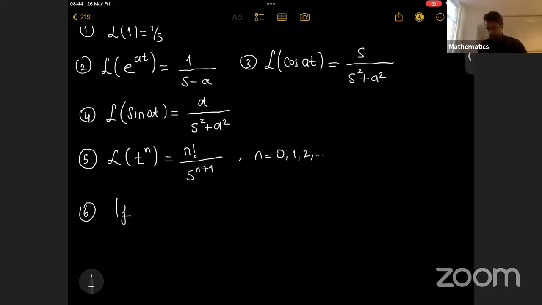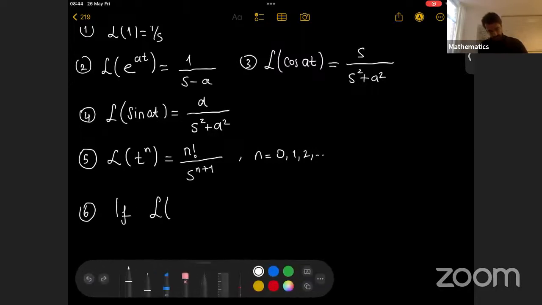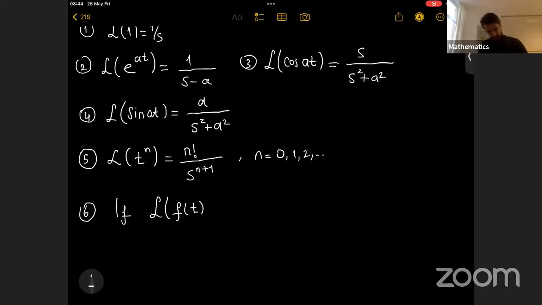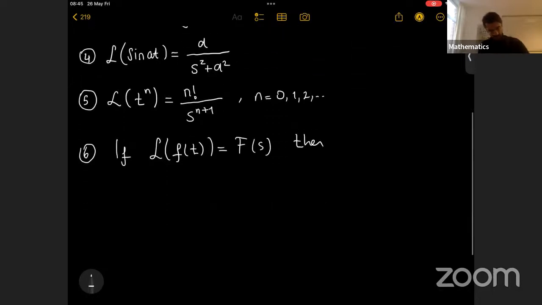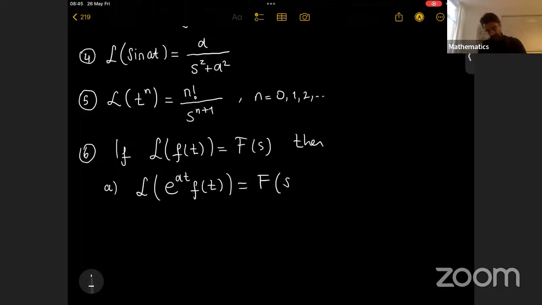If, let's say, L of f of t is F of s, then, let's say a here, you can multiply this f of t by e to the at, and the Laplace transform is basically a shifting of the original Laplace transform like this, okay?